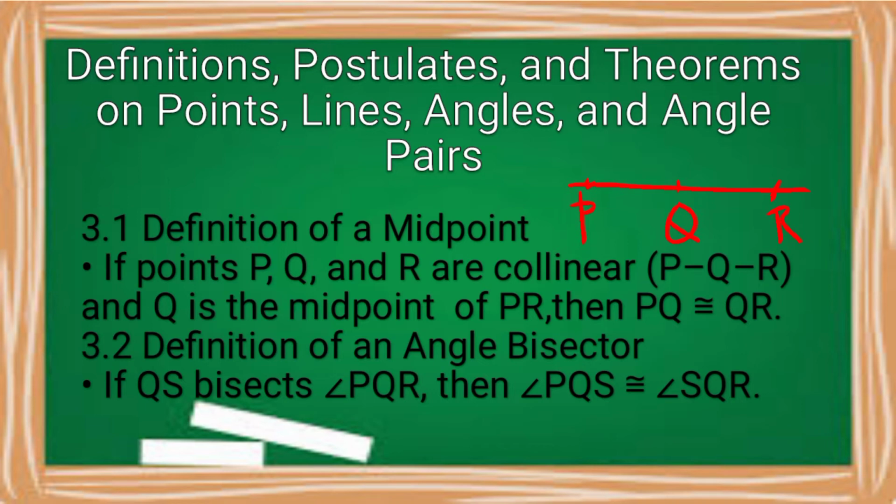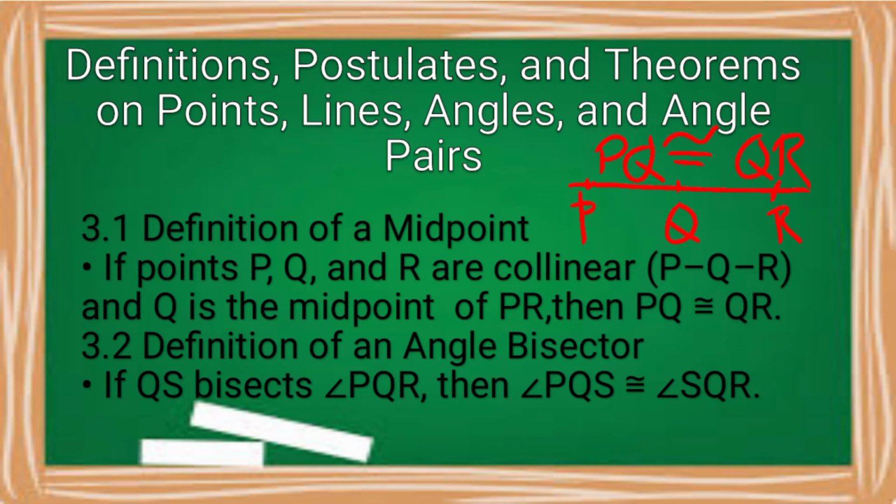So if the midpoint of P and R is Q, then segment PQ is congruent to QR, since the midpoint is Q.